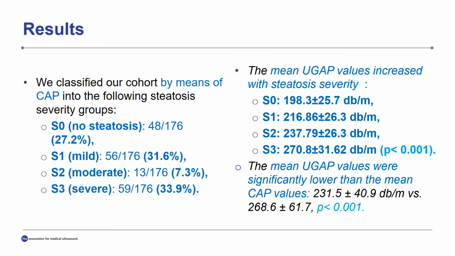Which are the values that we obtain in UGAP? We can see that the mean value for no steatosis is below 200, for S1 216, for moderate steatosis 237, and for severe steatosis 270, and this is highly significant. What we can have here, as a comparison, is that the UGAP mean values are significantly lower than the values obtained in CAP.